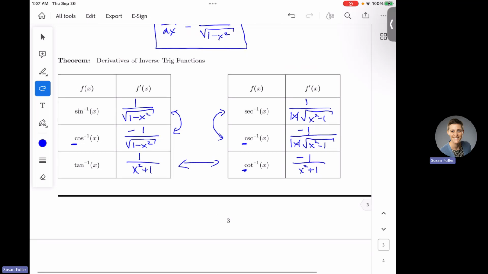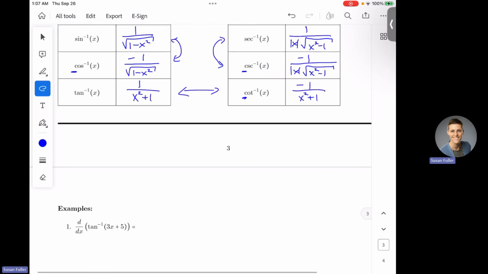And now we're just going to hop right in, and we're going to start using these along with all of our other rules. So what if I wanted the derivative of arctangent of 3x plus 5? Okay, so if I want to take the derivative of this, notice I don't have just the arctangent of x. I have the arctangent of some stuff. I have an inside function and an outside function. I need to apply the chain rule here.